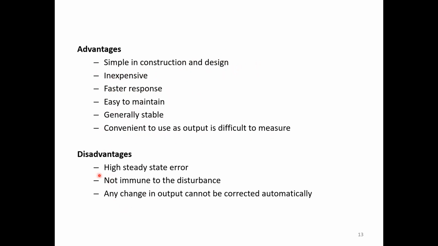And what are the problems? Disadvantages? High error, steady state error is high. Not immune to disturbances. So if you put in a disturbance, it cannot change the output according to your disturbance. Any change in output cannot be corrected automatically. Right? So these are the advantages and disadvantages of open loop control systems.